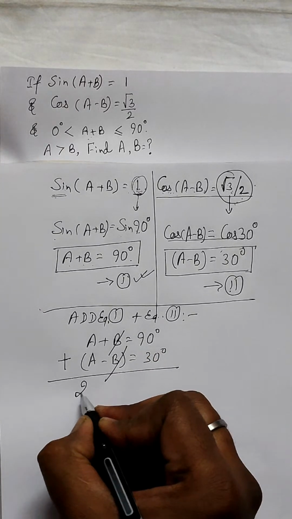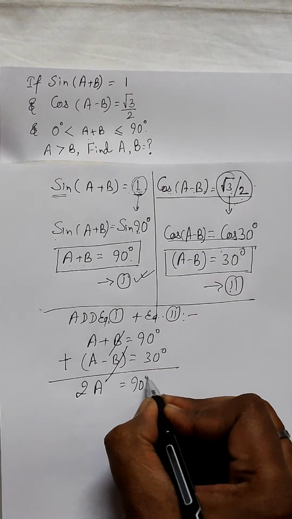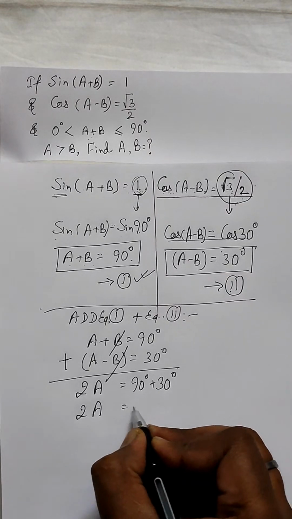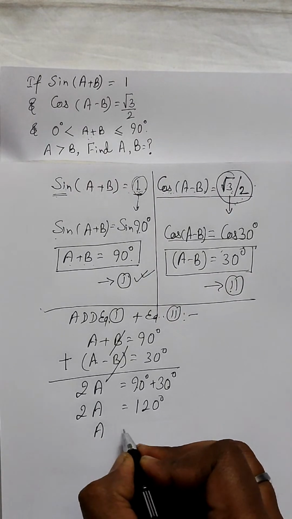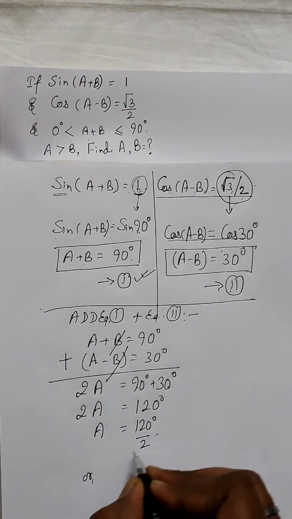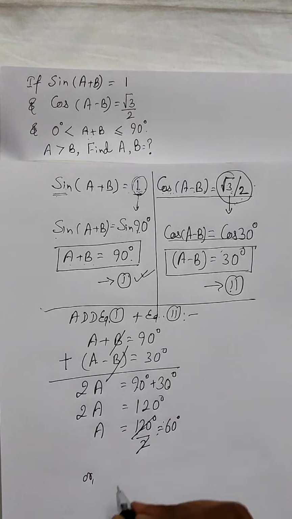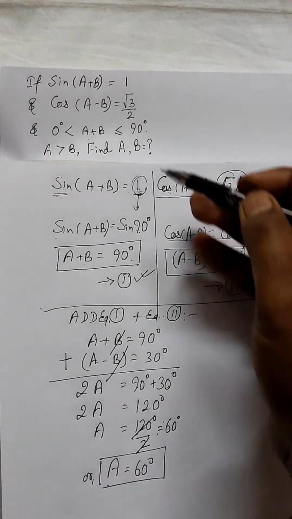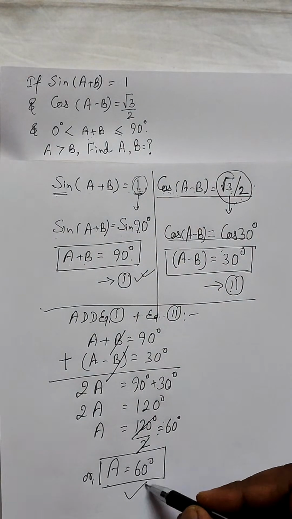So we are getting 2 times a, because 1a here and 1a here is equal to 90 degrees plus 30 degrees, and this gives the value of 2a as 120 degrees, because 90 plus 30 is 120. From here we get the value of a as 120 degrees divided by 2, which gives 60, right? So the value of a is calculated as 60 degrees. So one part of the question is solved, because we have to calculate a and b.